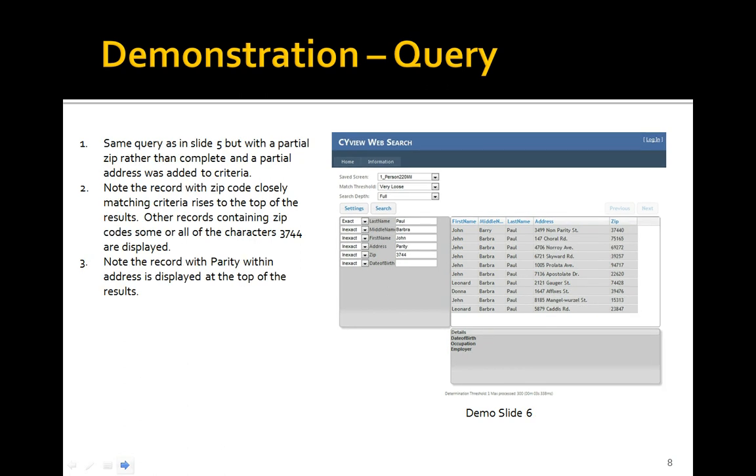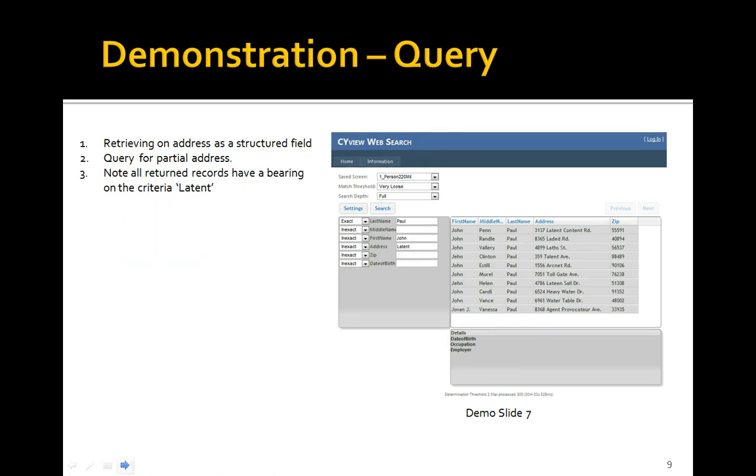This particular query here is the same as the previous one in slide 5. However, we've put in a partial zip code. Note, however, that the record at the very top still matches the zip code that was partially put in, but other records with variations of those characters are in there as well. With all of our return results, the CyView software will rank the records, and the ones that are most closely relevant are scored the highest, and the records will appear at the top of the list.